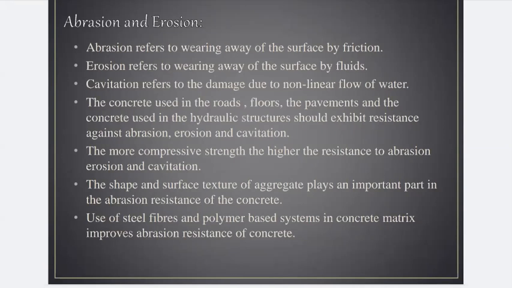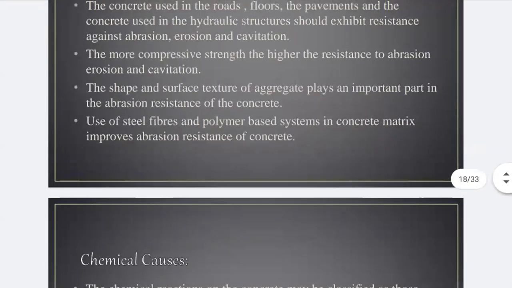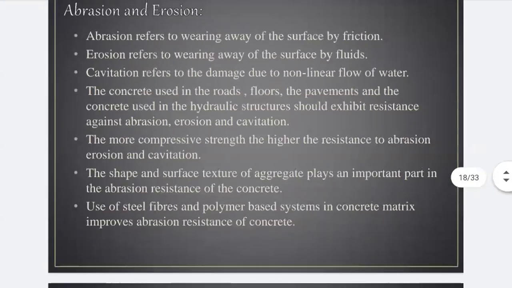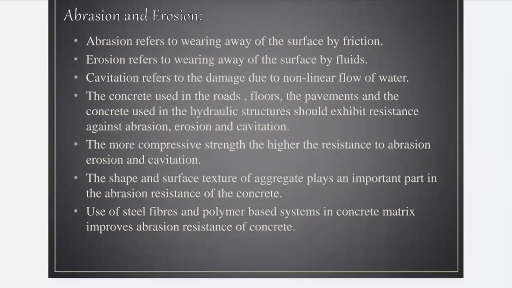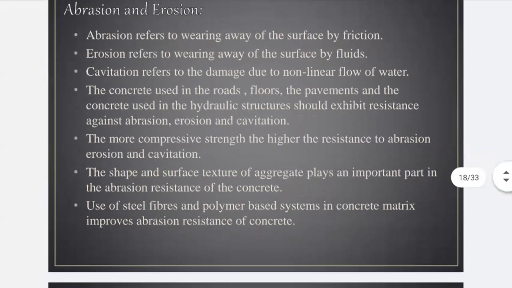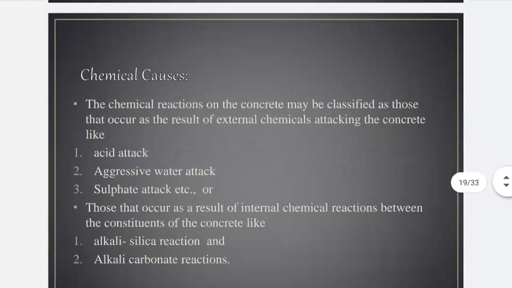So the shape and the surface texture of aggregate plays an important role in abrasion resistance of the concrete. Use of steel fiber and polymer based systems in the concrete matrix improves the abrasion resistance of the concrete. You can use polymer concrete. Polymer concrete is one of the special types of concrete. Special type of concrete is not a nominal concrete or a regular concrete. It is a special type of concrete. What are the different special types of concrete?